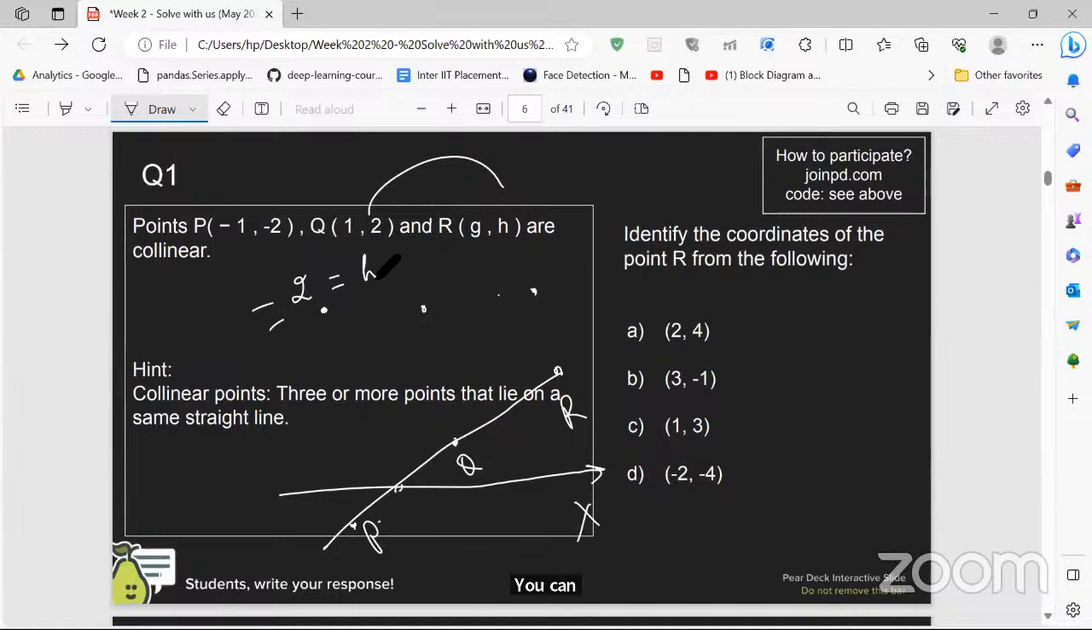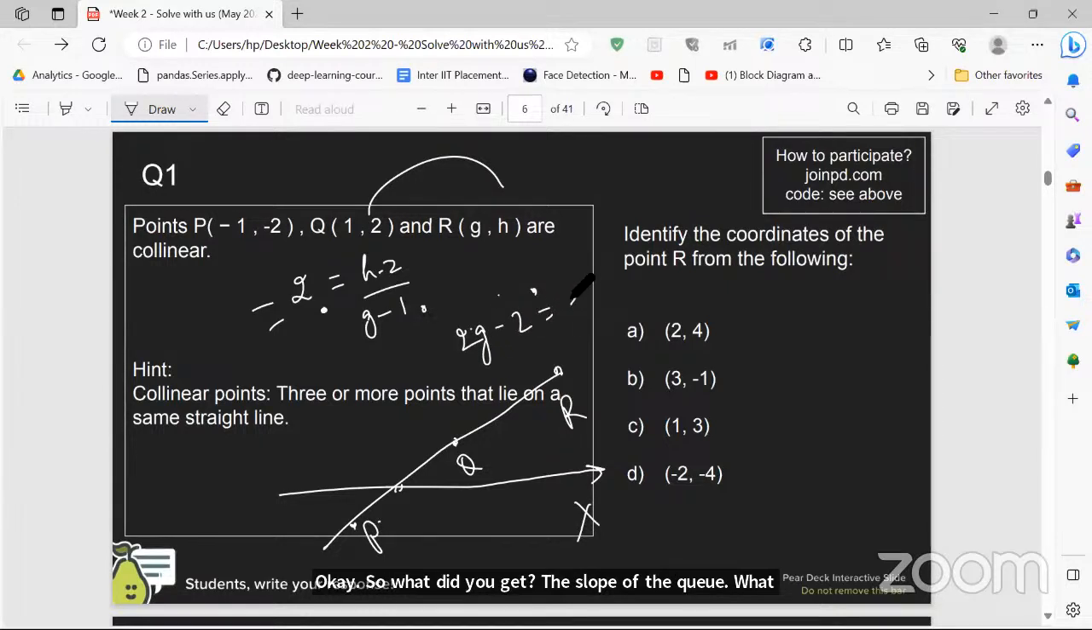H minus 2 by G minus 1. Minus 1. H minus 2 by G minus 1. So you'll be getting the equation of 2G is equal to H. Yeah, so you'll be getting an equation, right? 2G minus 2 equals H minus 2. Correct. So H equals 2G you'll be getting.